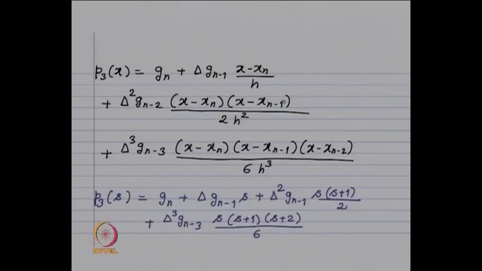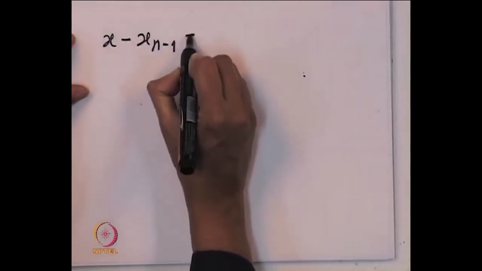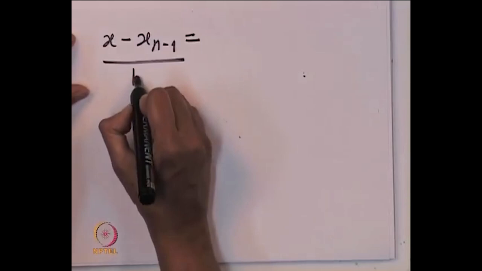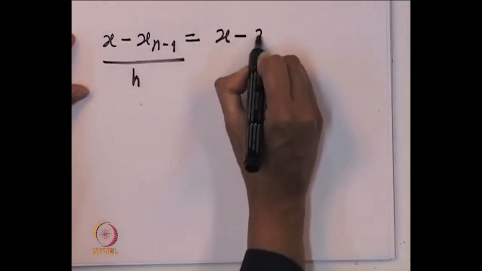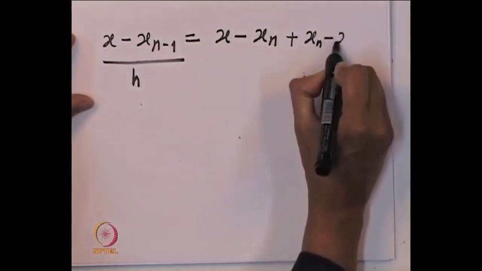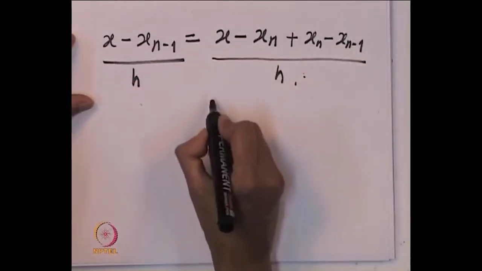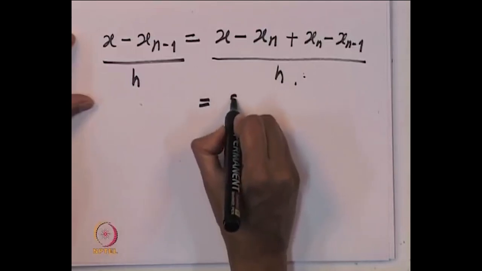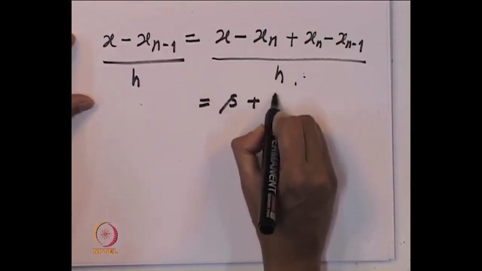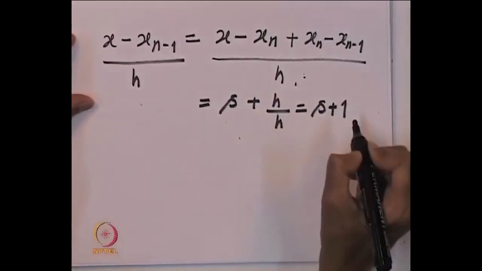and (x minus x_{n-1}) by h is going to be equal to s plus 1, because we have (x minus x_{n-1}) by h equal to (x minus x_n plus x_n minus x_{n-1}) divided by h. (x minus x_n) by h is s, plus h upon h. So, that is going to be equal to s plus 1.